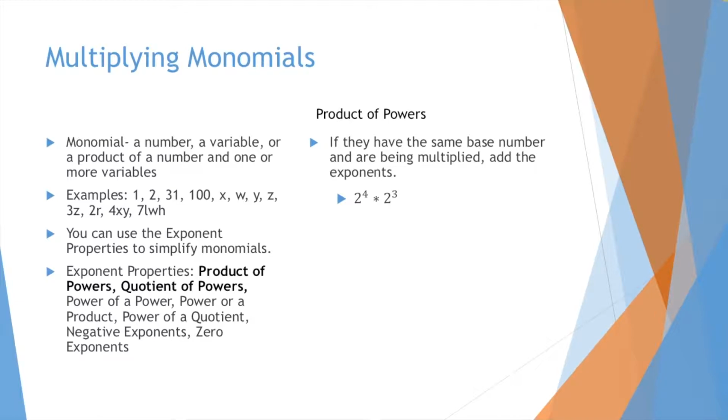So let's start with a simple one. 2 to the 4th times 2 to the 3rd. The only way this works is if the base numbers are the same. They have to be the same, otherwise this does not apply. So 2 to the 4th times 2 to the 3rd, they're both the same base number. And what I'm going to do is take the exponents and add them together to give me a new expression. That gives me 2 to the 7th power. 4 plus 3 is 7.